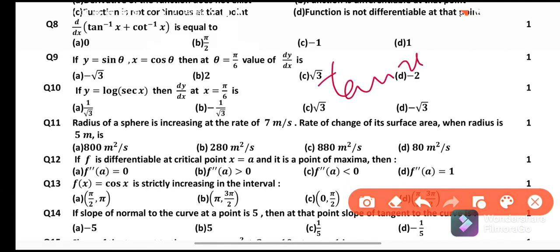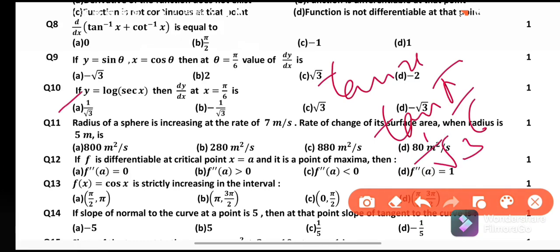Now at x is equal to pi by 6, tan of pi by 6 is equal to 1 by under root 3. So A is the correct option.